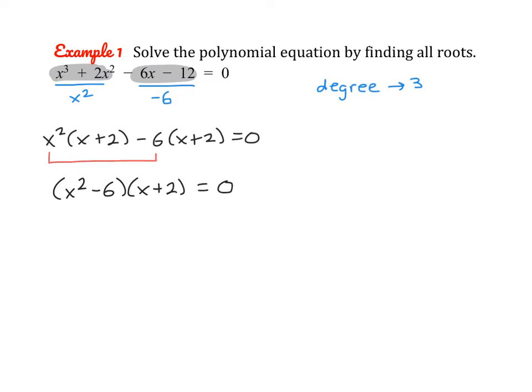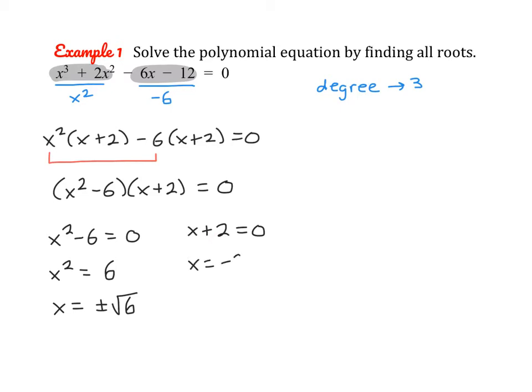Okay, so now that we were able to factor, we can use the zero product property. We'll set each factor equal to 0 separately, and we can solve each of those. On the left, we're going to start by adding 6, and then we can take the plus or minus square root of both sides. Here we get 2 answers, and then here we can subtract 2, and we get our third answer. So our 3 solutions are positive root 6, negative root 6, and negative 2.